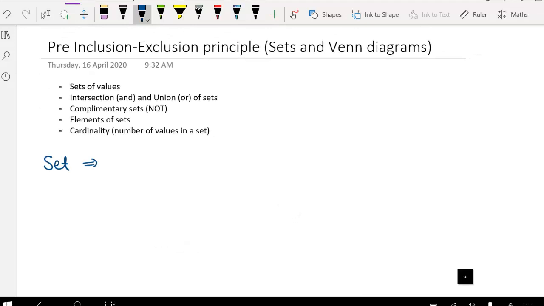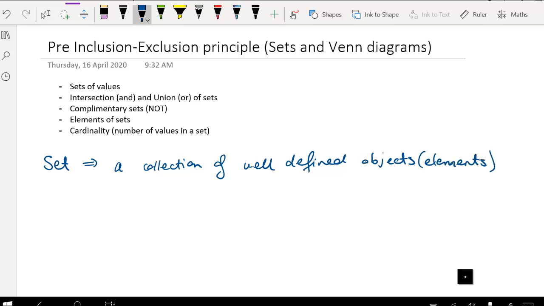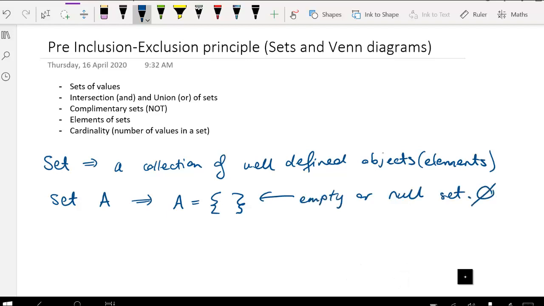So a set is basically a collection of well-defined objects. These objects we generally refer to as elements. And so a set A can be written as set A is, and then within that set we have elements. In this case, it is an empty or a null set. That can also be demonstrated with that symbol.